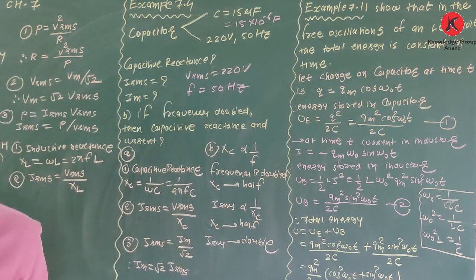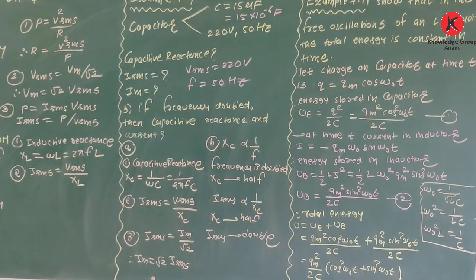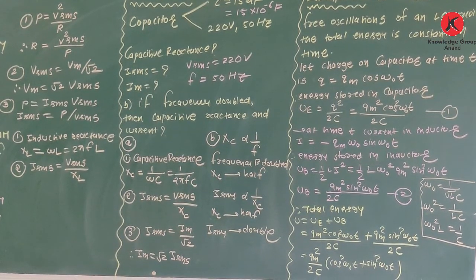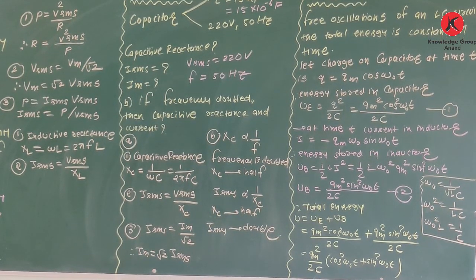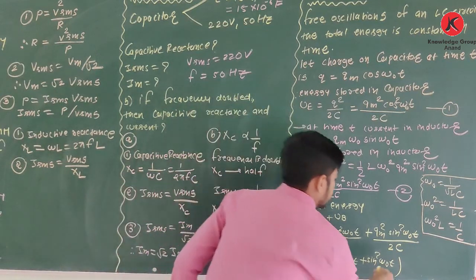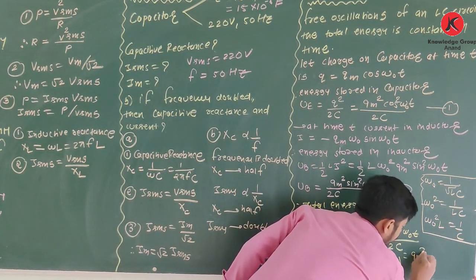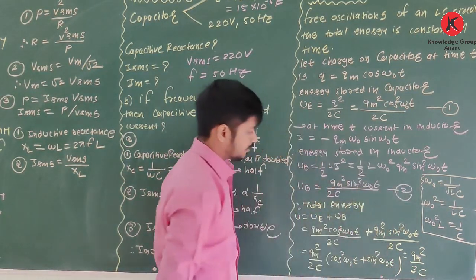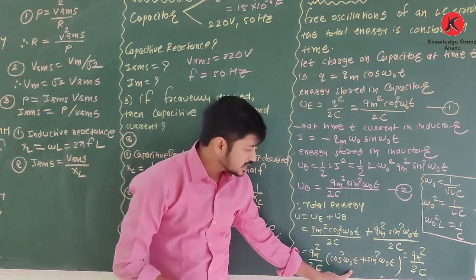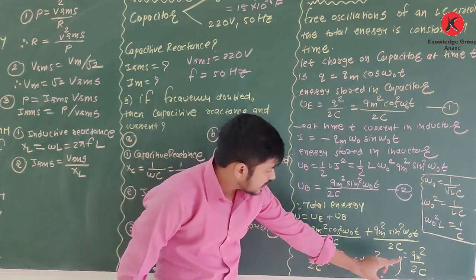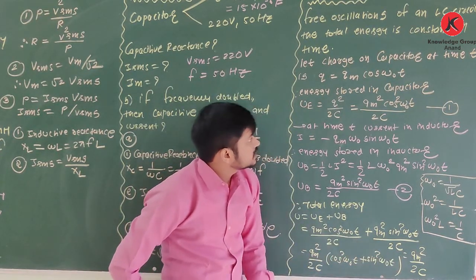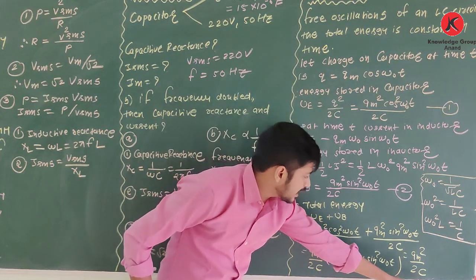And we know that cos square theta plus sin square theta is equal to 1. So it is equal to Qm square upon 2C, because the value of this bracket is 1. So it is Qm square over 2C, where Qm is the maximum charge on the capacitor.